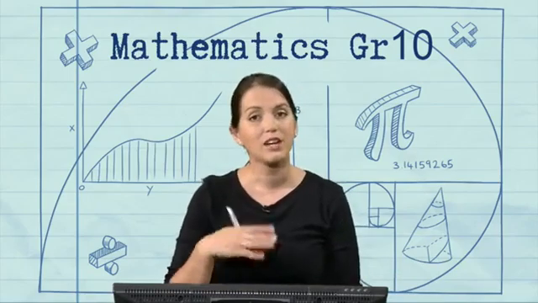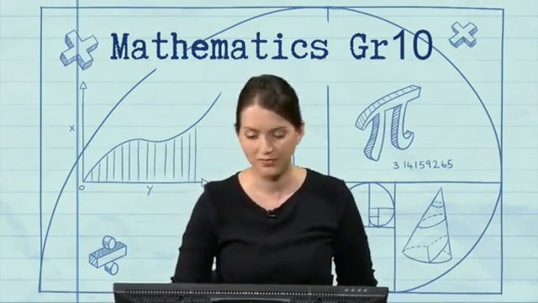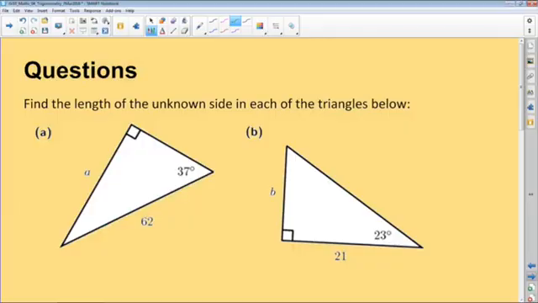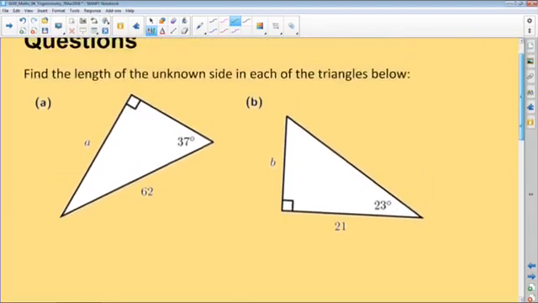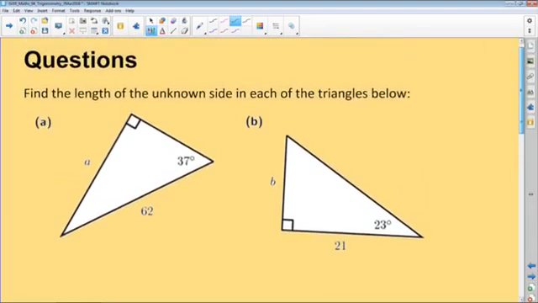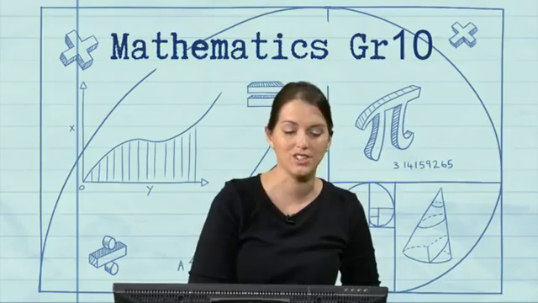Okay, so now we're going to look at the next question. And these are a series of triangles. And we're going to start just with A and B. I'm going to give you a minute to draw them and then attempt them. On your marks, get set, go.